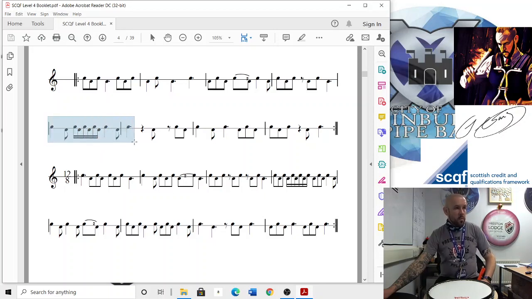3 and 1, 2 and 3 and 1. I was about to say 4 there. So this group's a bit trickier, okay? So it's catching that one and catching that group.